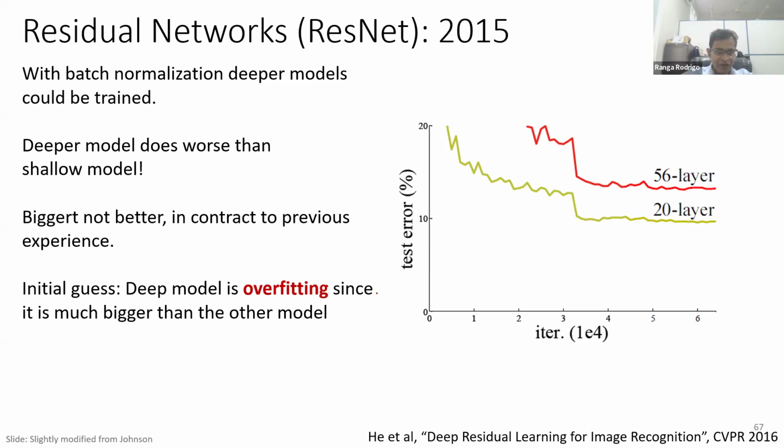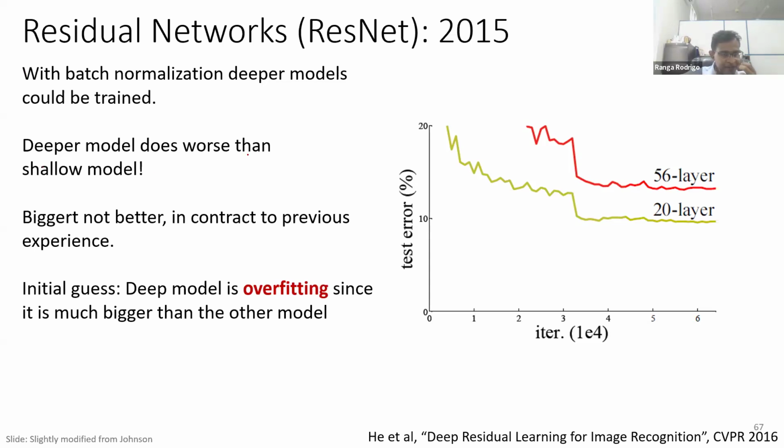With batch normalization, deeper models could also be trained. I totally lied to you. With this so-called batch normalization, the vanishing gradient problem could be solved up to some extent. But still, the ResNet people made this observation. Okay, let's understand that. I'm sorry about the mistake that I made. I was talking about batch normalization, not the ResNet.